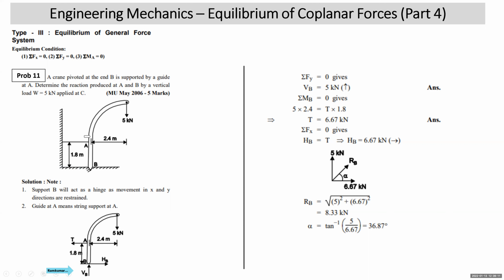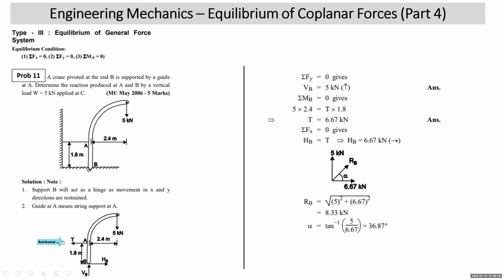And here this crane is supported by a string or a cable. This is by guide at A. Guide at A means there is a cable. So at this guide at A, there will be tension in the cable because when you apply the 5 kilonewton load on the crane downward, the crane tends to bend towards the right. So there will be a stretch, an extension in this cable. So we will show tension over there.